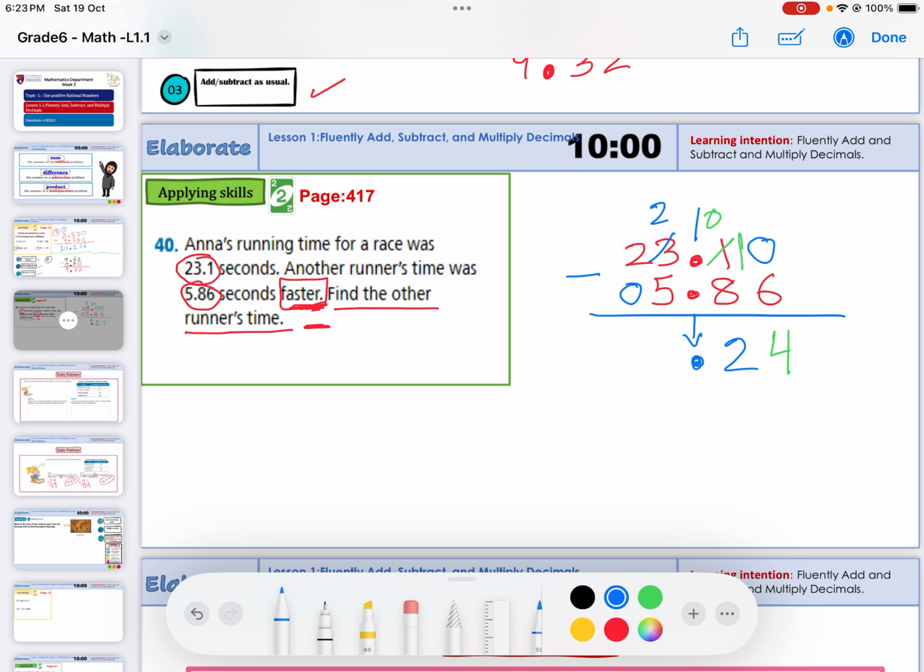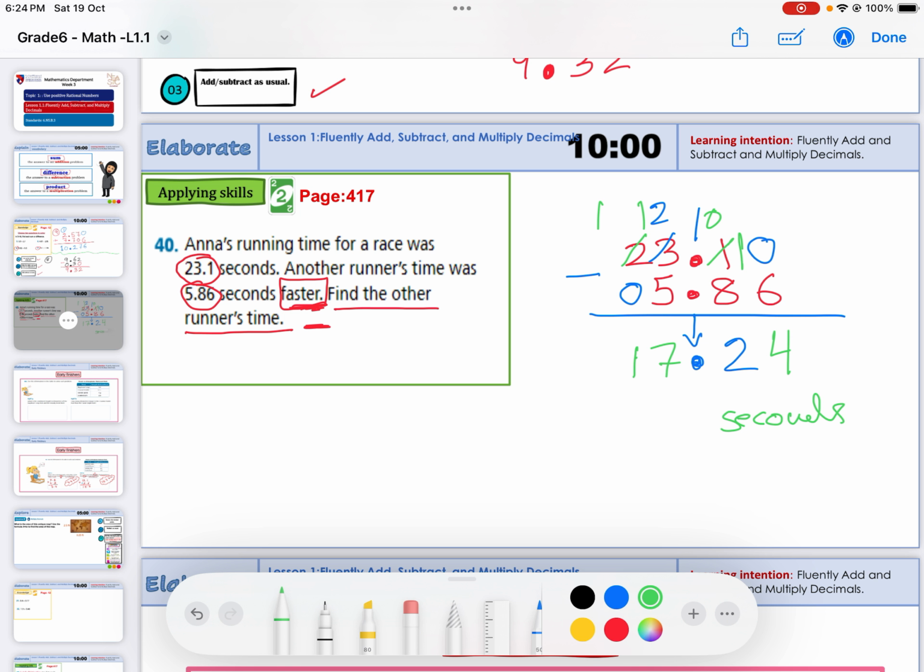We got 2 minus 5. 2 minus 5 cannot happen. So again, we're going to have to borrow from the next 2. That 2 will become 1, and this 2 will become 12. So now we can subtract easily. 12 minus 5 is equal to 7. And 1 minus 0 is 1. So our full answer will be 17.24. Of course, here they're asking us about time. They're using the unit seconds, so you guys need to write the word seconds. Okay, 17.24 seconds faster. Okay? So that's it for this question.